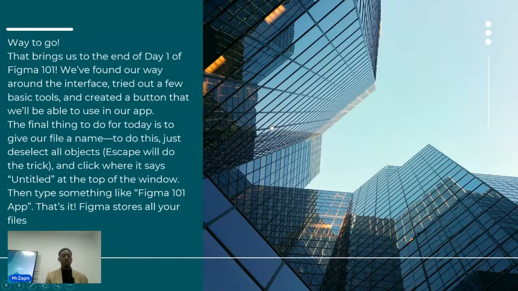Deselect all objects, which is escape. I think you've done that already. Then click where it says untitled. Have you seen it? That untitled. At the top of the window, you see untitled. Then type something like Figma 01. That's all.